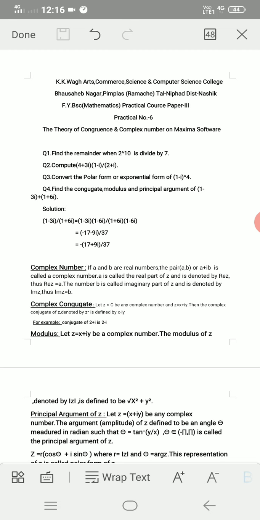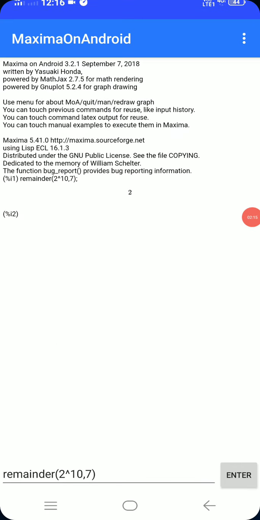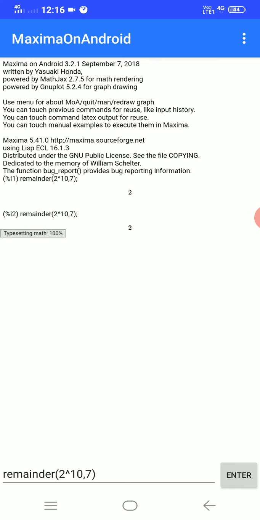Next, first example: find the remainder when 2 raised to 10 is divided by 7. This example is performed in Maxima software. Let us open Maxima software. Use the syntax remainder of 2 raised to 7 divided by 7, then enter. Every command must be terminated by a semicolon.